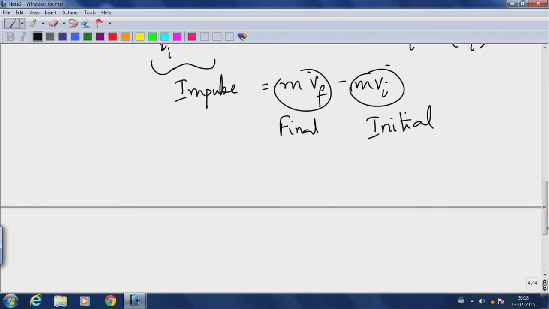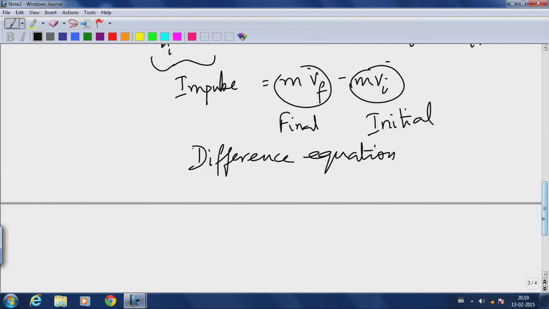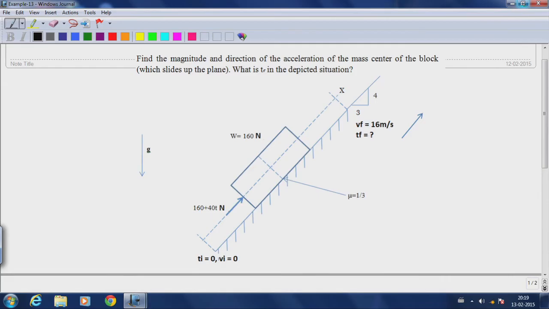Okay. So, in many applications I will just be interested in this kind of a difference formulation. So, you remember this is a difference equation that tells me that for a given impulse the change of momentum can be calculated, and let us see if we can use some applications of this. So, we will take this example here.